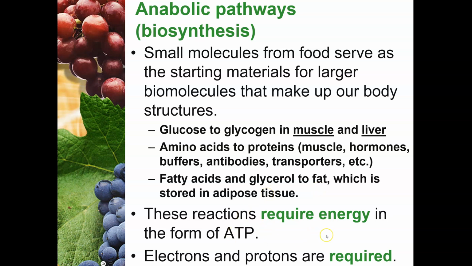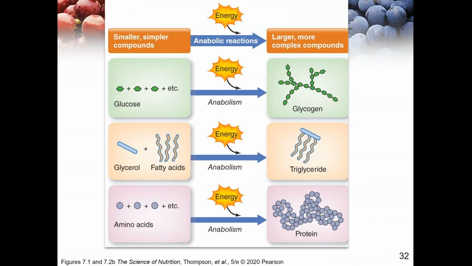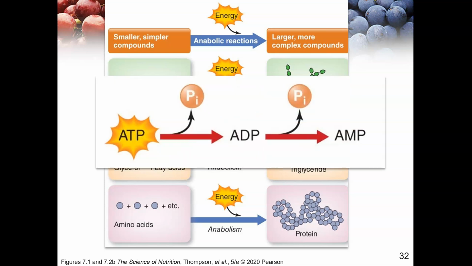And that is stored in our adipose tissue until we need it later. So all of these reactions require energy in the form of ATP, and electrons and protons are required too. But again, luckily, the catabolic reactions got that for us. So in the anabolic reactions that I just showed you, ATP is required. So in this reaction, we show that if we do a hydrolysis of these phosphate groups, that is a chemical reaction that provides energy for these reactions to happen.